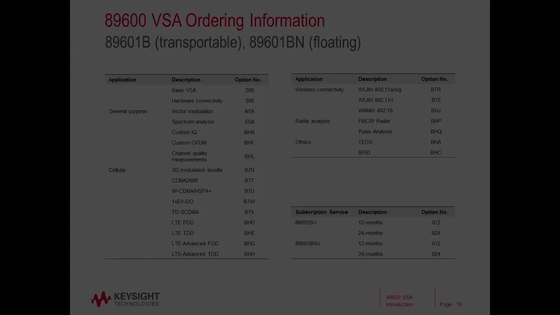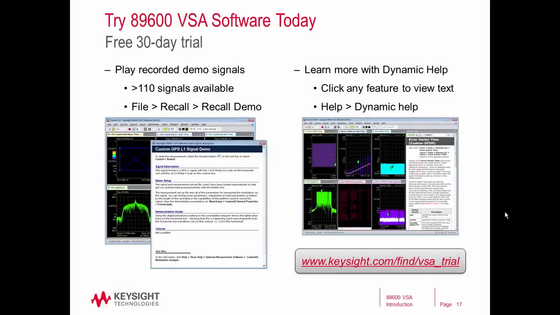If you're interested in learning more about the 89600 VSA software and trying it out, we offer a free 30-day trial license. So you can go onto the Keysight website shown here and download the software for free along with a 30-day trial license to try it out yourself, make live measurements with any of the Keysight hardware that's supported, and analyze any signal you want for 30 days for free.